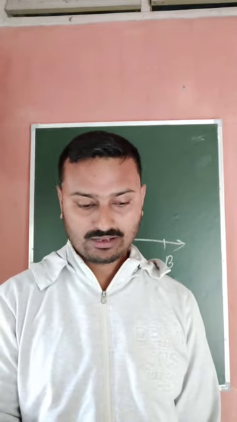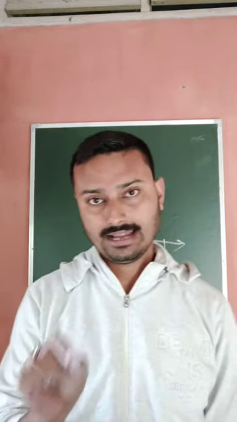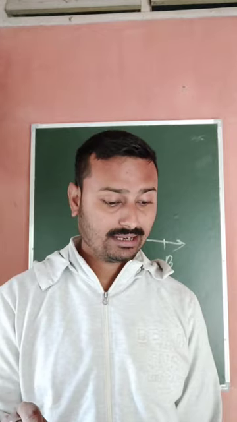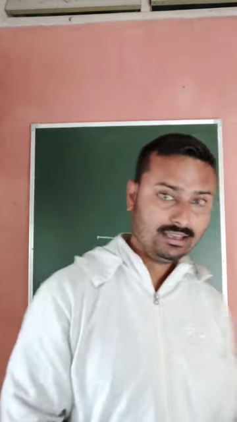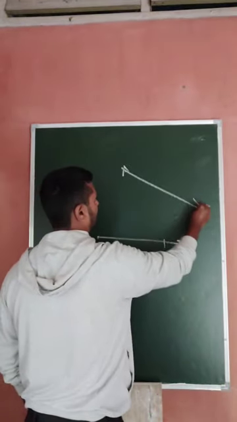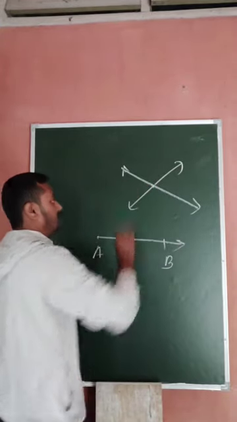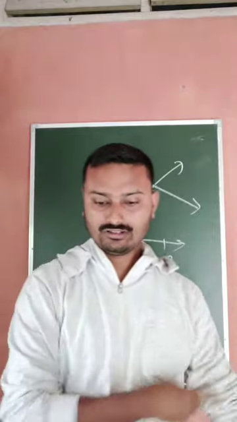So now all of you have learned the definitions of line, ray, line segment, collinear points, concurrent lines, plane, parallel lines, and again intersecting lines. One thing, intersecting lines: if 2 lines cross each other, they are intersecting lines, and this one is the point of intersection. All of you write this definition in your copy. Next video I will start 10.1.